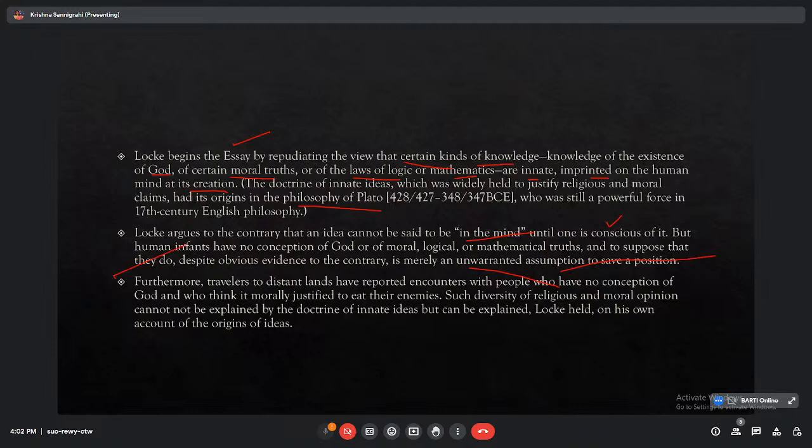Furthermore, travelers to distant lands have reported encounters, that is, discussions and meetings with people who have no conception of God and who think it morally justified to eat their enemies. That is, who have no idea of God, and who think it morally justified to eat their enemies. So, such diversity of religious and moral opinion cannot be explained by the doctrine of innate ideas, but can be explained, Locke held, on his own account of the origins of ideas. He is talking about the various aspects of the human mind and how things work.